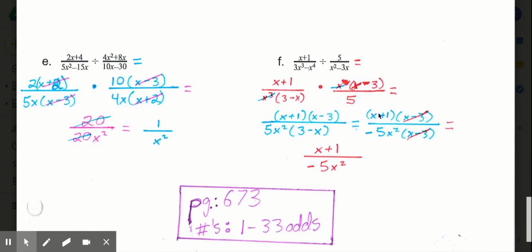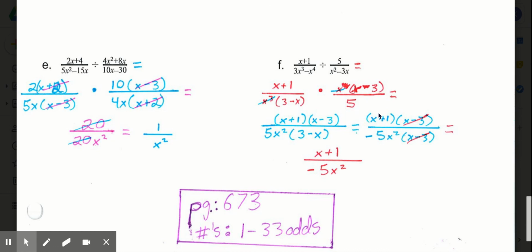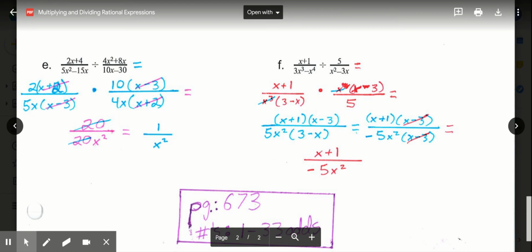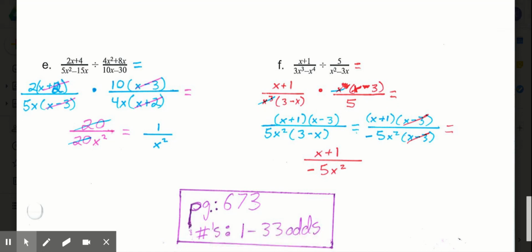And then our last two examples, E and F. So again, we're going to flip the second fraction and change it to multiplication. And then we factor both top and bottom of each. So factoring the left here, 2x plus 4 is 2 times x plus 2. 5x squared minus 15x is 5x times x minus 3. On the right, after we flip it, the 10x minus 30, factor out the 10, so we have 10 times x minus 3. And 4x squared plus 8x, factor out the 4x, and we have x plus 2.